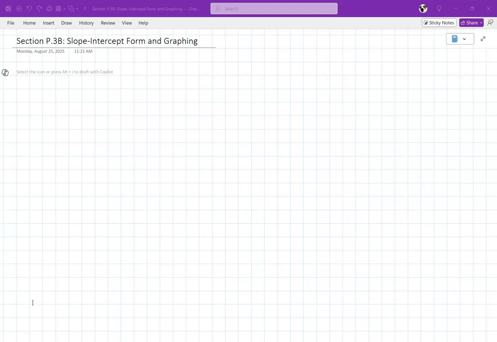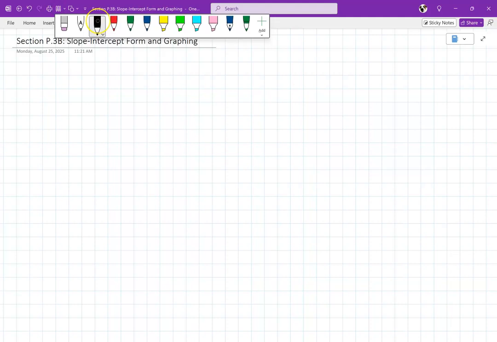way to do it. Okay, so you're going to notice first off that they're going to have you just trying to write them in slope-intercept form, and they're going to have you graphing them. So before we do that, let's just define it. The slope-intercept form.